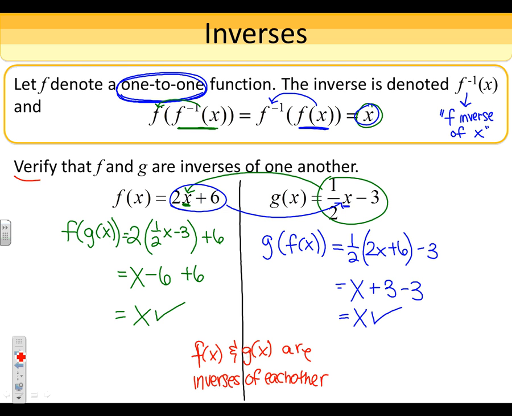So if it ever asks you to verify that two equations are inverses of each other, you'll need to plug them in both ways to see if you get x.